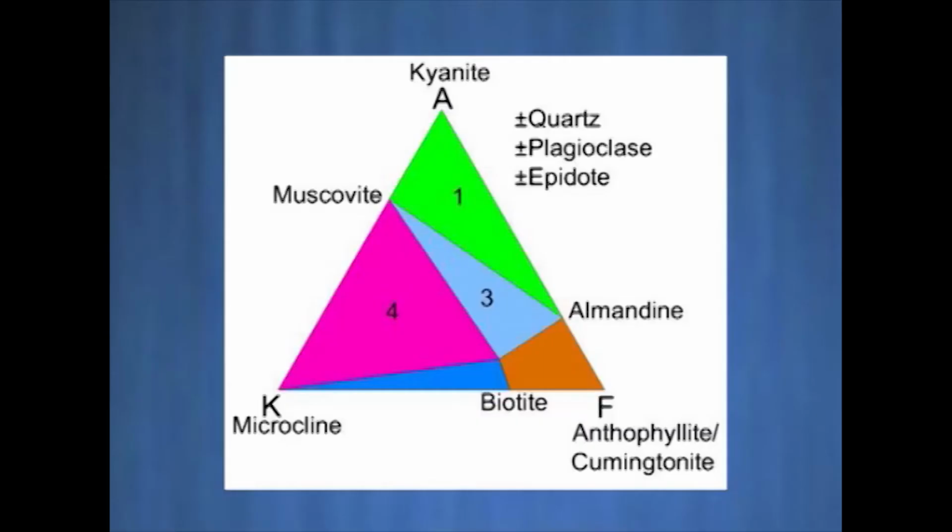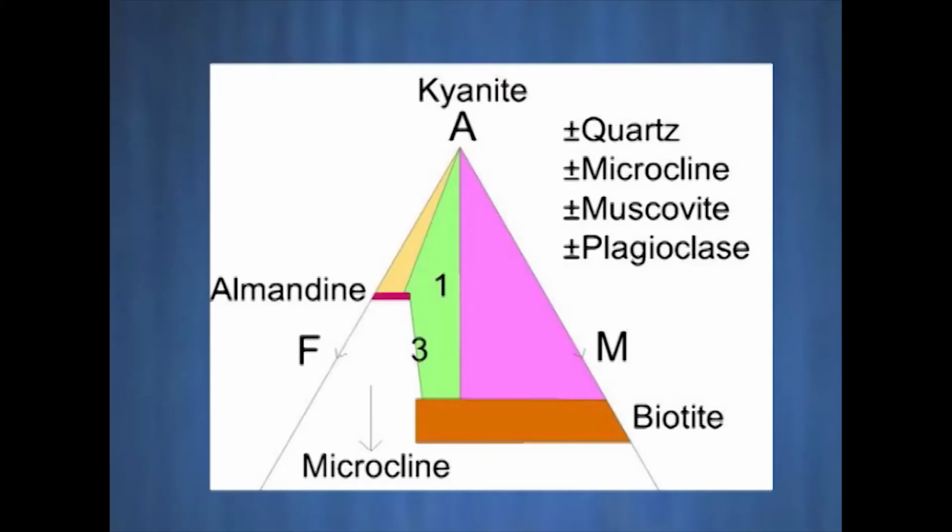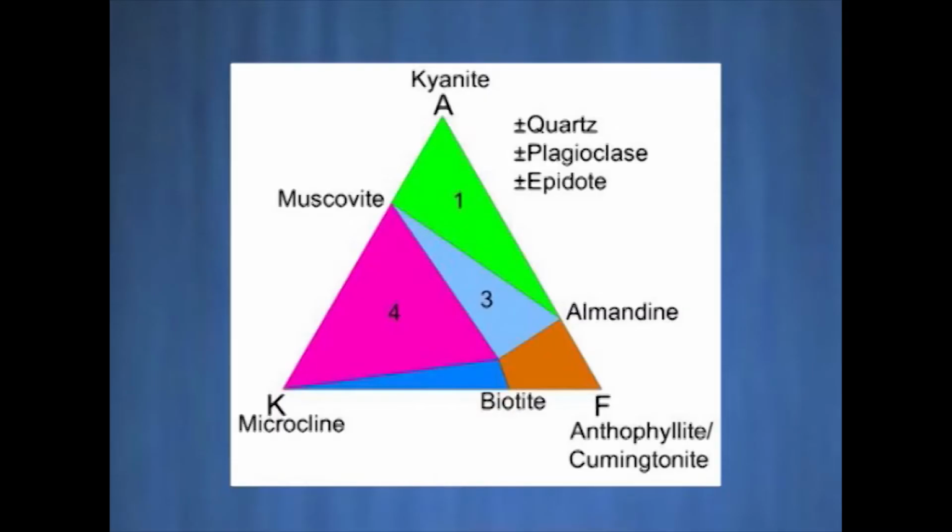The assemblages are: 1. Kyanite, almandine plus or minus muscovite plus or minus microcline plus or minus plagioclase plus or minus quartz, that is also known as kyanite almandine schist. Second assemblage is kyanite, almandine, biotite, muscovite, microcline, plagioclase, quartz, also known as almandine biotite schist. Third is almandine, biotite, muscovite, microcline, plagioclase plus or minus quartz, also known as almandine biotite schist.